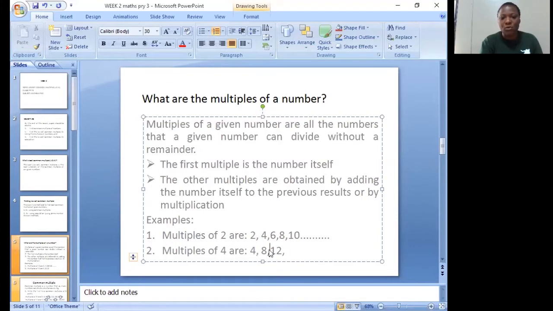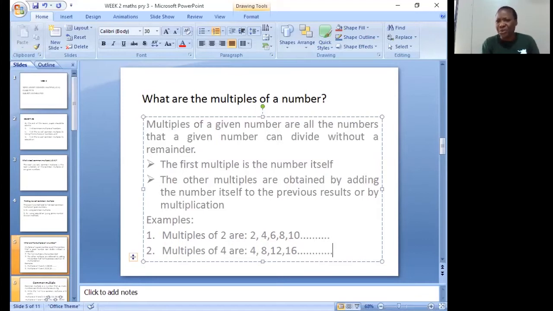Then the next one will be the 12 already in my brain with 4: 13, 14, 15, 16. And so on and so forth.